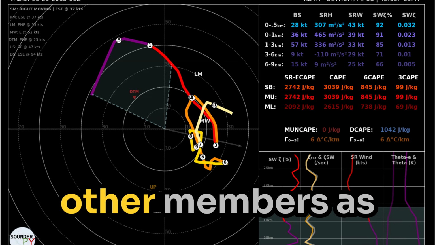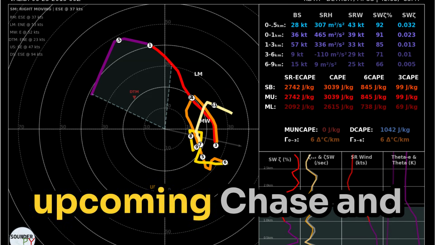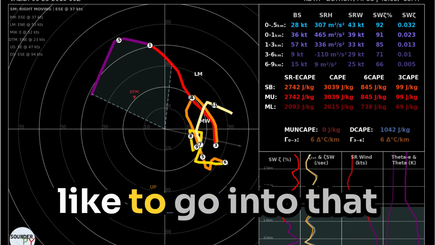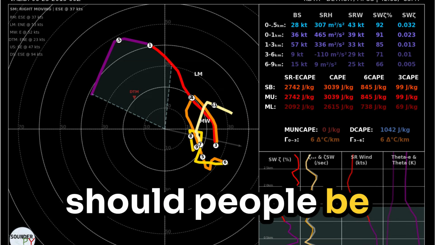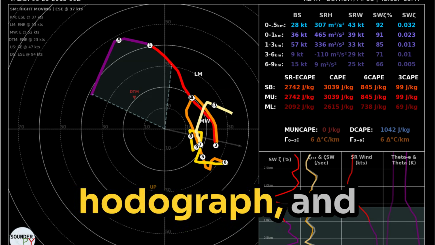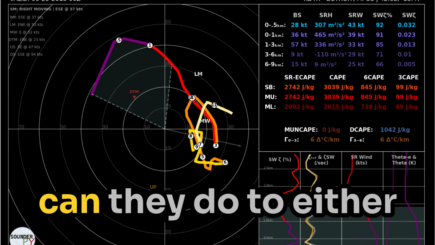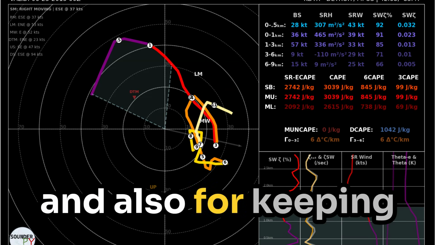You can talk with our other members as well as our coaches about what these hodograph shapes mean for your upcoming chase. And Trey, if you would like to go into that as our final question here a little bit, what should people be taking as precautions depending on the shape of the hodograph? And what sort of things can they do to either make sure they have an advantageous position for viewing and also for keeping themselves safe?